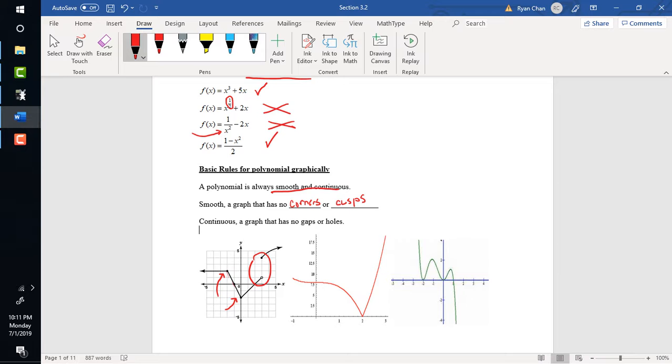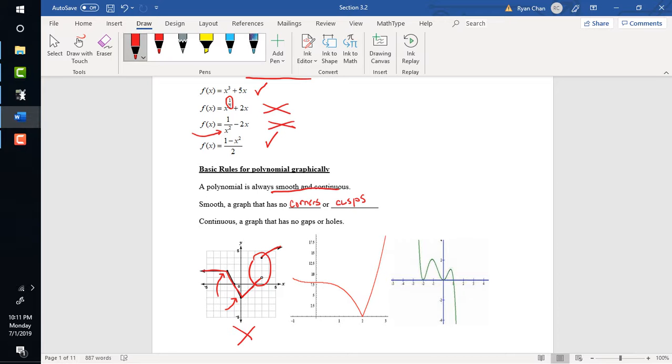A way to help you understand continuous is if you're drawing your sketch, you should not have to lift up your pencil. If you lift up your pencil, then it's automatically not continuous. So notice if I'm drawing here, and then once I hit the spot, I'm forced to lift up and then sketch this again. So that's why that is not continuous. So this one is not a polynomial graph.